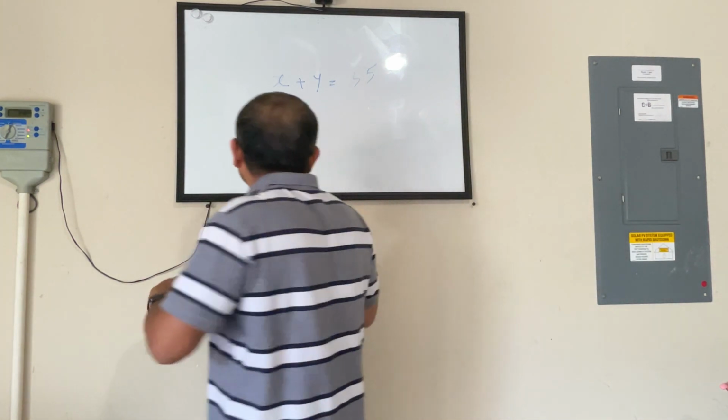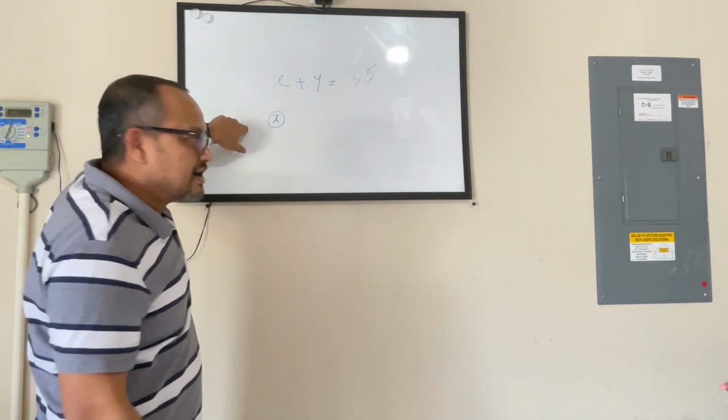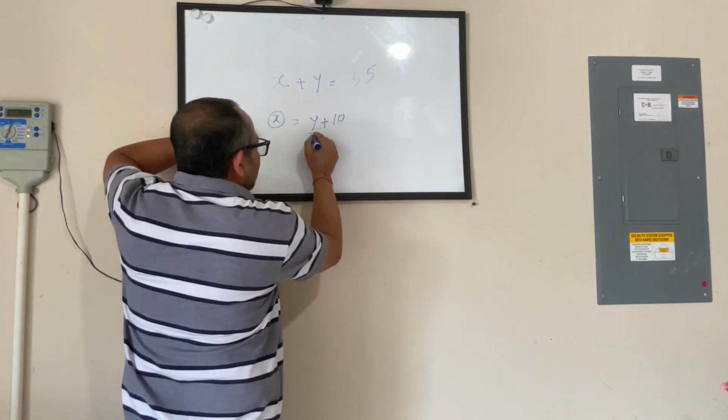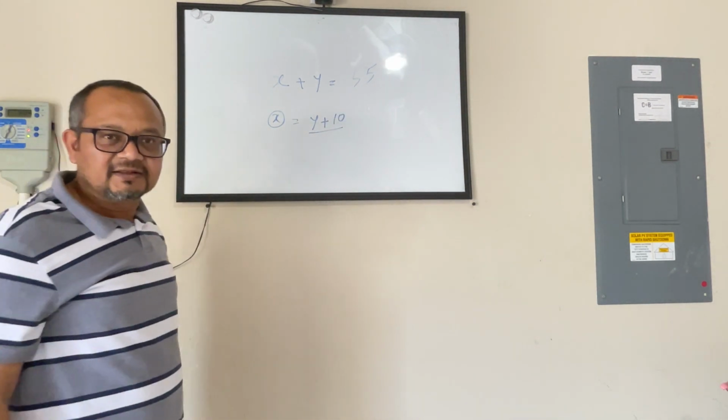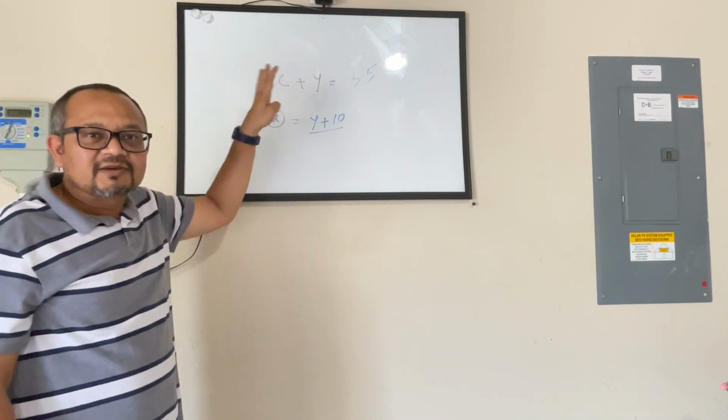Okay. So let's say this guy is a better guy. So this guy scored 10 points more than the other guy. Yeah, that's what it is. Now tell me how many points each of the players scored.